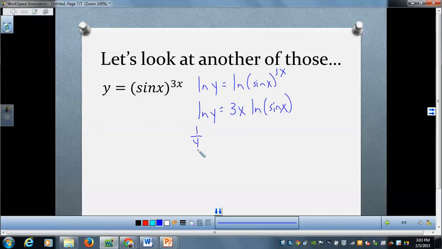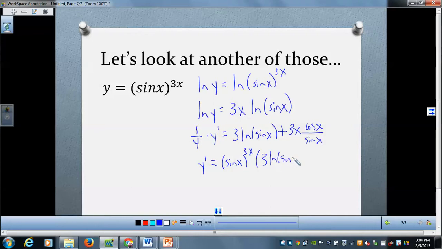So the derivative on the left side would be this guy. Using our product rule over here, it's going to be 3 times the natural log of sine x plus 3x times cosine x over sine x here. To finish the problem, this will be y prime equals y, and I'm going to put this in, and then times all of this. So 3 natural log of sine x plus 3x. Once again, you're probably going to see this written as cotangent x like this. So that's the answer that you should have come up with.